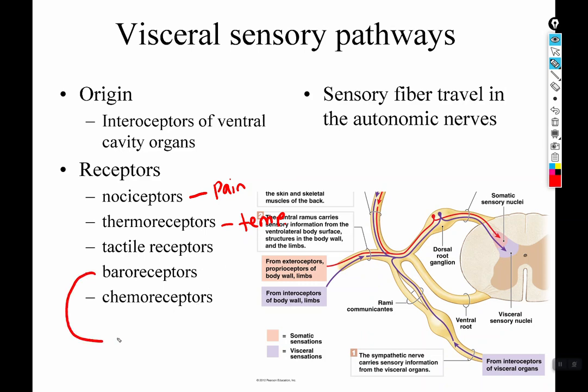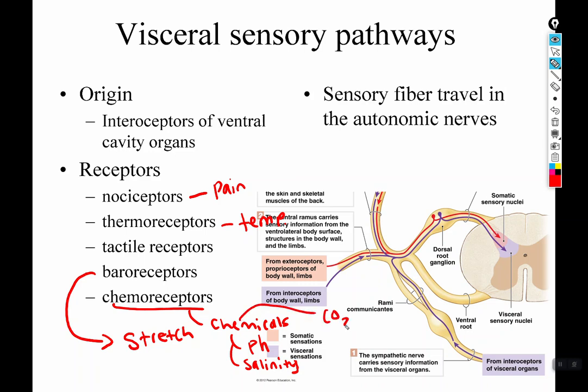Baroreceptors detect stretch of hollow organs and thereby the pressure in the hollow organ. And then chemoreceptors detect chemicals. So, for example, chemoreceptors are going to detect things about your blood pH or salinity or osmolarity, for example. They can also detect things like dissolved gases. So chemoreceptors are for those things, but nothing that you detect consciously.